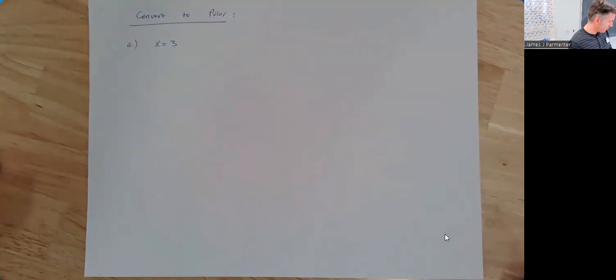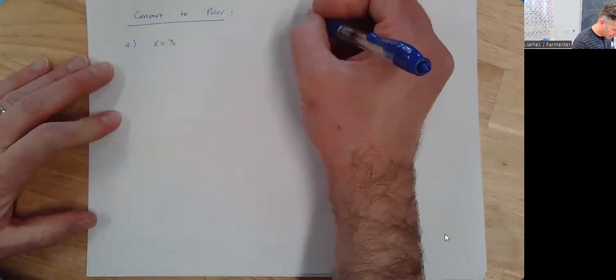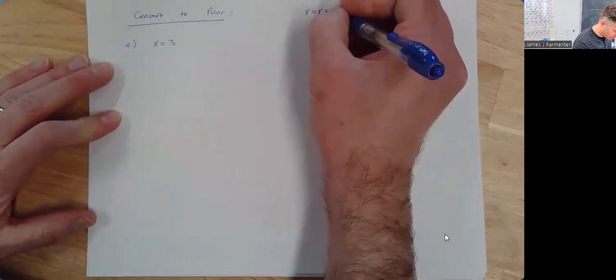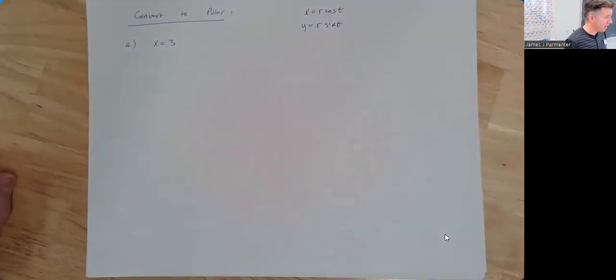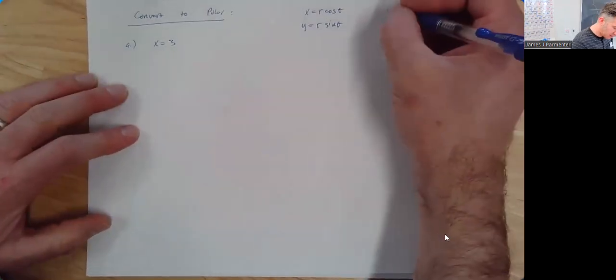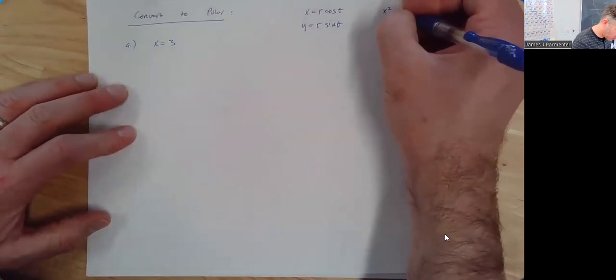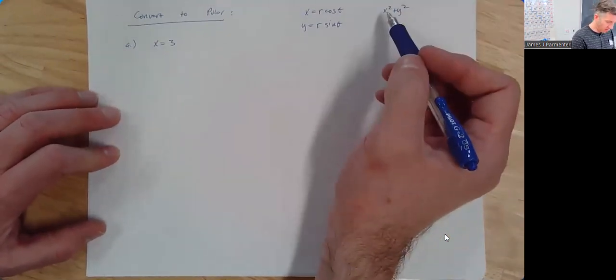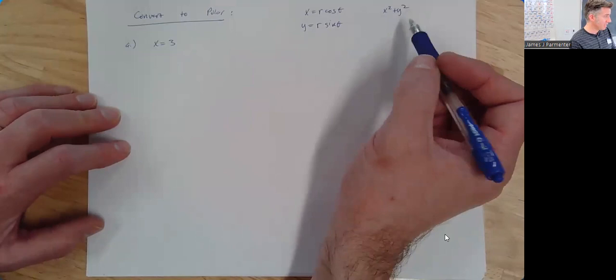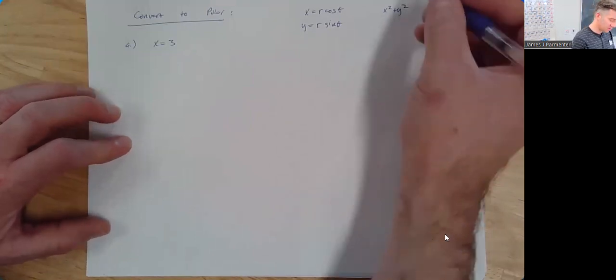When I'm converting from Cartesian to polar, it's pretty easy. We know that x equals r cosine theta, y equals r sine theta. So all I'm going to do is replace every x with r cosine theta and every y with r sine theta. And if I happen to see an x squared plus y squared, instead of making more work for myself and saying it's r squared cosine squared theta plus r squared sine squared theta, I'm just going to say, oh, I know it's r squared times 1.